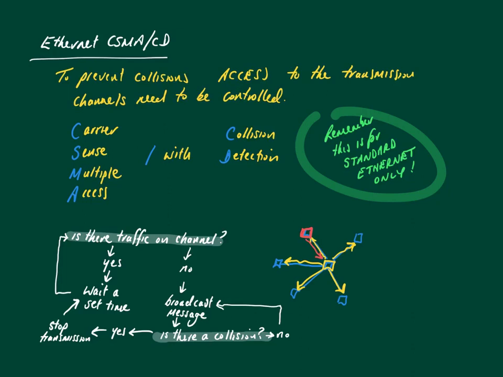However, remember, this is just for standard Ethernet only, because when we moved away from standard Ethernet to fast, gigabit, 10 gigabit, and so on, we started using a switched method of transmitting data as opposed to the broadcast method that you see here. And because switched methods are much more clever about where they're sending packets, CSMA CD is no longer required over Ethernet.